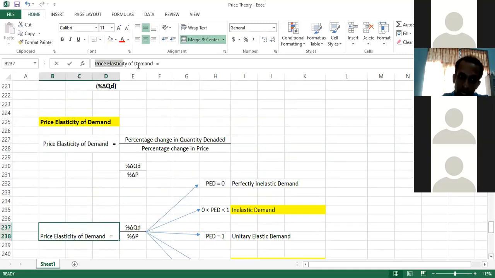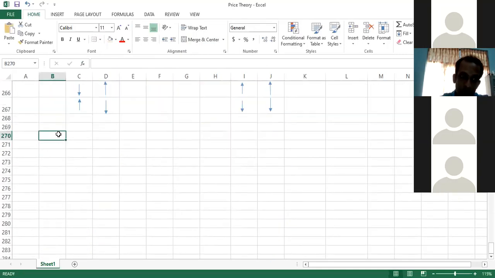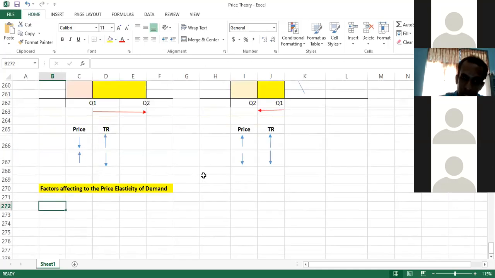What are the main factors affecting the price elasticity of demand? Why do some products have elastic demand while other products have inelastic demand? What are the main factors affecting the price elasticity of demand?